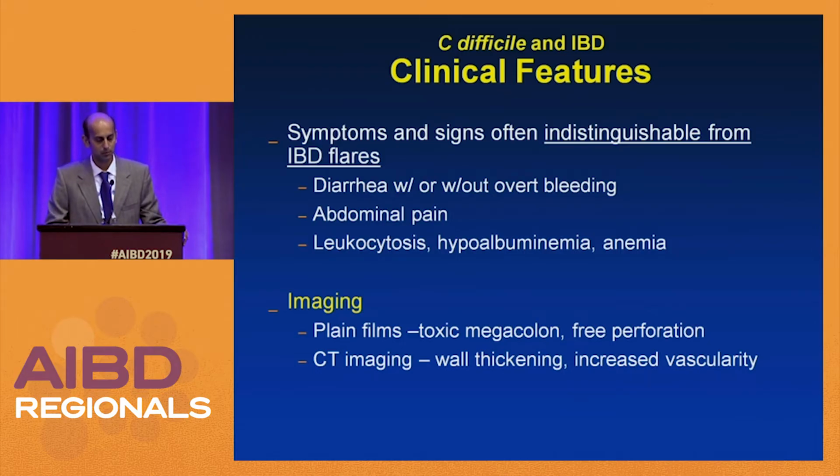Imaging in patients with C. diff will show either toxic megacolon or free perforation if they're really, really ill, but otherwise tends to be normal. A CT imaging will show wall thickening and increased vascularity in the colon, just suggesting active colitis. Again, it does not separate out active IBD from C. diff, and so does not rule in or rule out the possibility.